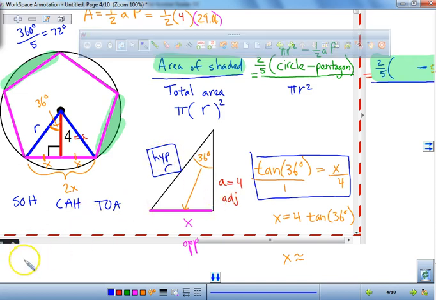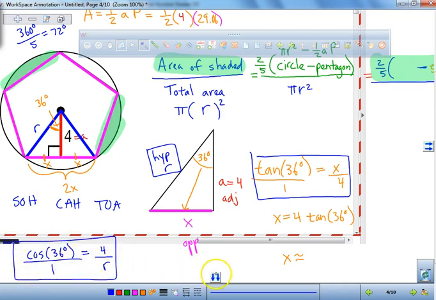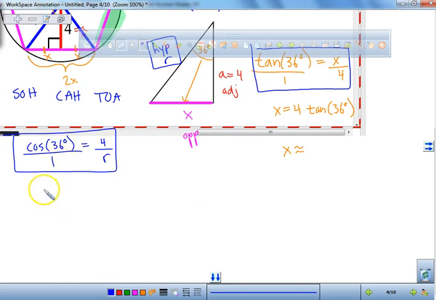I'm going to show you how to find R right here. You're going to write the cosine of 36 degrees equals your adjacent side, which is 4, over your value for R. Now this proportion is a more difficult proportion to solve, because when you cross multiply, you get 4 equals R times the cosine of 36 degrees. To solve for R, what do we have to divide both sides by? The cosine of 36 degrees.